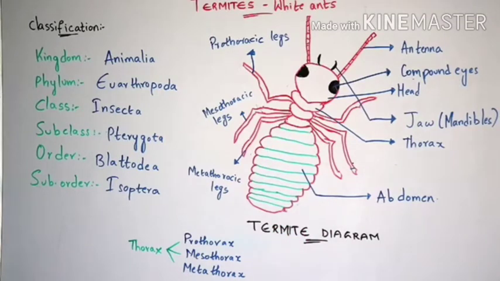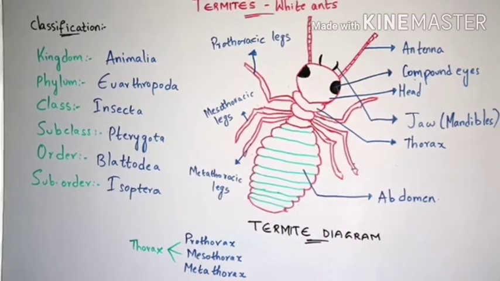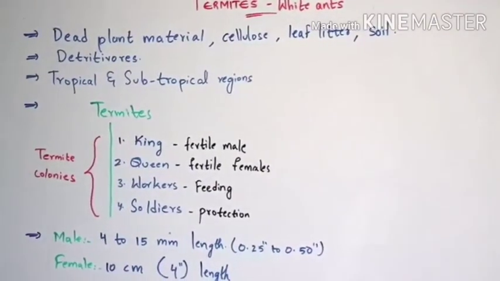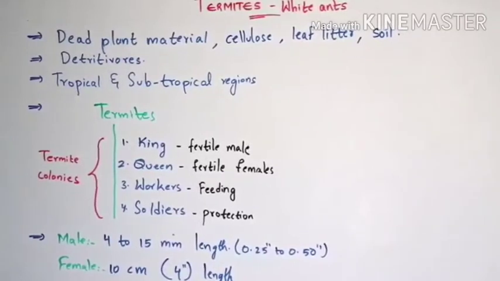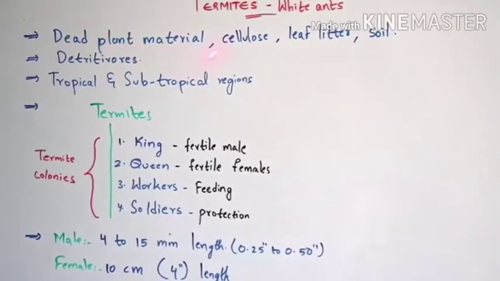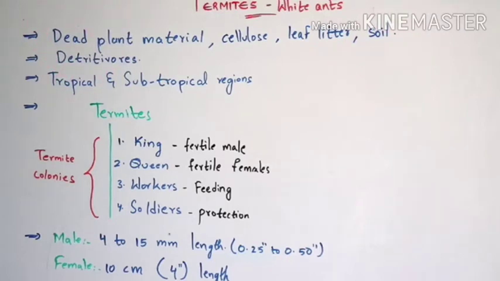Now let us see the introduction to the termite. Normally these termites feed on dead plant material, cellulose, leaf litter and soil, so they are called detritivores. Why are they known as detritivores? Detritivores are insects which feed upon dead decaying material, which consists of nitrogenous waste.